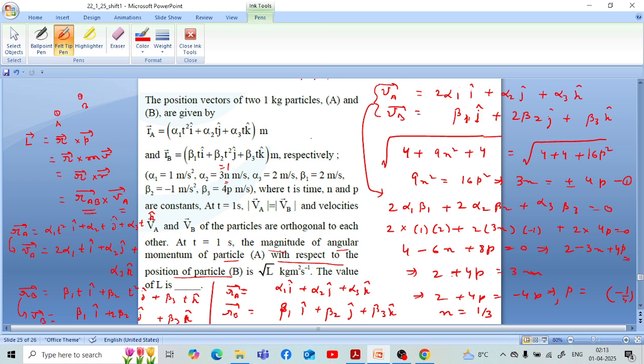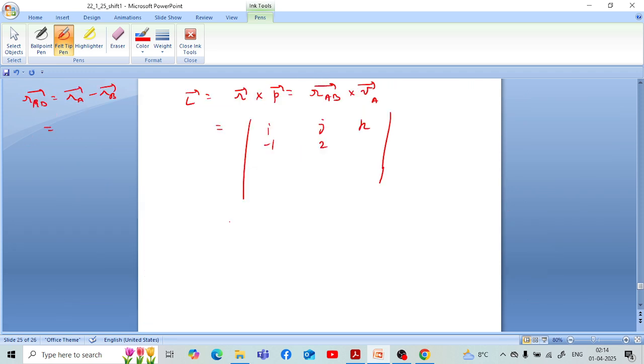And the third term is alpha 3 minus beta 3. Alpha 3 is given as 2 and beta 3 is 4p. The value of p we have calculated earlier is minus 1 by 4. So putting this value, we get the third term here, which is 3.